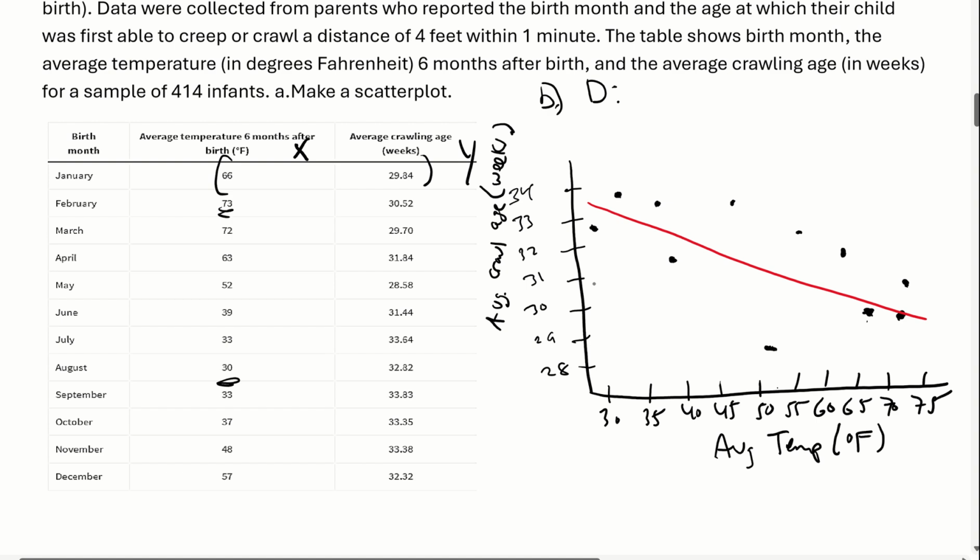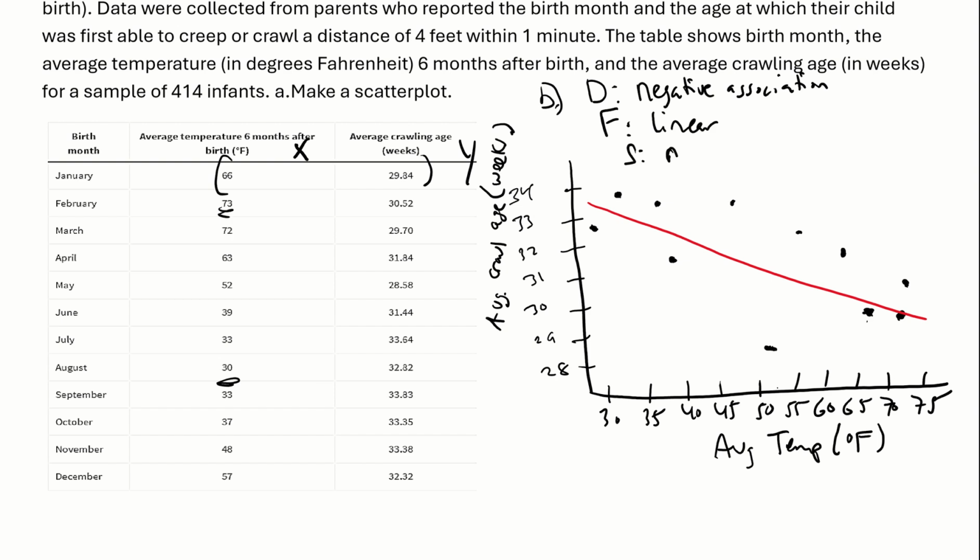Direction is negative. There's a negative association. It's going down. Form, it looks linear. Strength, it looks moderate strength. And then outliers. There appears to be an outlier right there. That outlier looks like it's for May, 52 and 28.58.